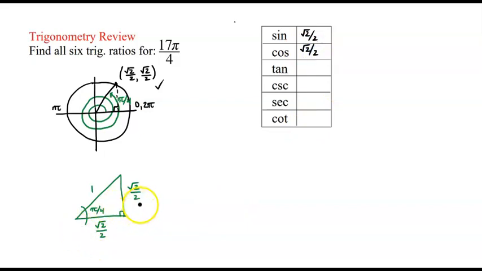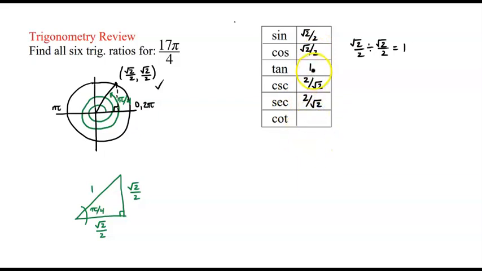The tangent is going to be the opposite over the adjacent. So what's root 2 over 2 divided by root 2 over 2? Well, anything divided by itself is just 1. So we're going to have a tangent of 1. Our cosecant is the reciprocal of sine. It's just sine flipped. And so that's going to be 2 over root 2. Secant is the reciprocal of cosine. Again, that's 2 over root 2.